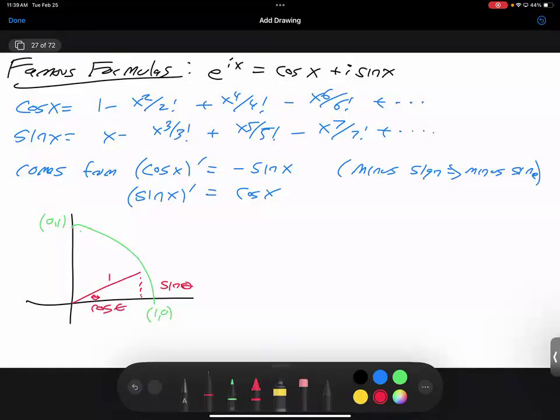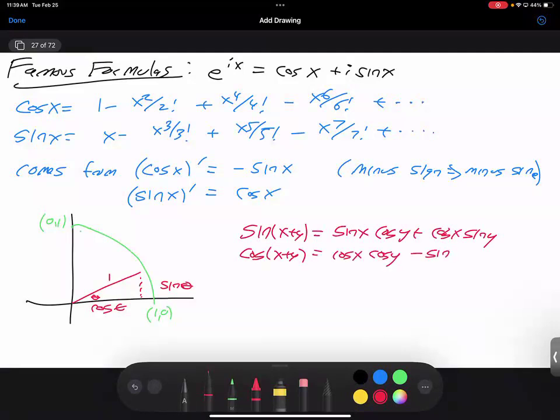As a nice exercise, you can prove angle addition formulas. You can prove the sine of x plus y is sine x cosine y plus cosine x sine y, and cosine of x plus y is cosine x cosine y minus sine x sine y. Does this seem familiar?